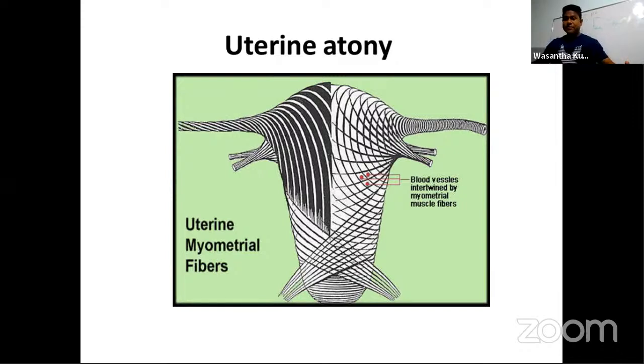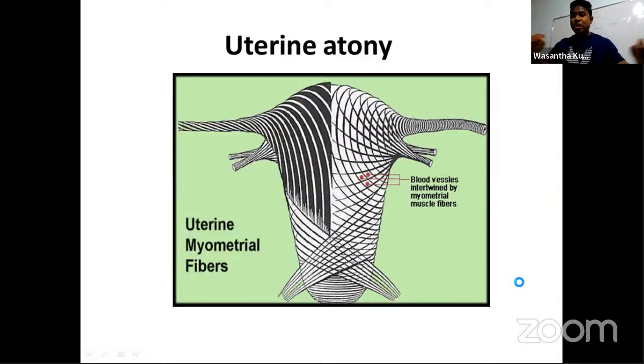In other words, after delivery the uterus must contract forcefully in order to close these dilated blood vessels and stop bleeding. If the uterine muscle is not contracting after delivery, the patient can have massive bleeding because these blood vessels are now like open taps. They can bleed till the end, the whole amount of blood. So uterine contraction is a must after delivery.